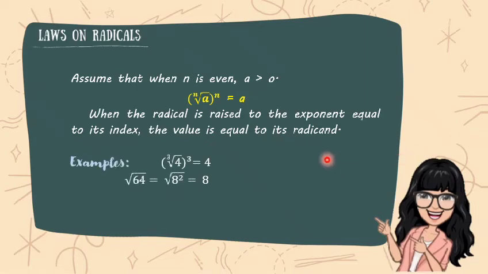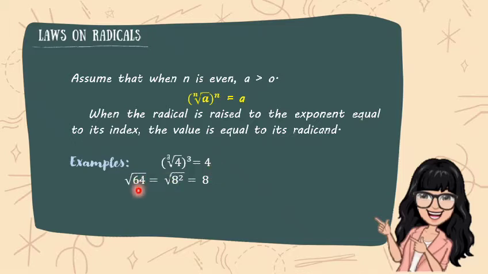Let's have some examples. The cube root of 4 quantity raised to 3 is equal to 4. So notice here that 4 is the radicand. Our index here is 3 and our exponent here is 3. So the index is the same as the exponent. So according to the first law on radicals, if the index and exponent are the same, then our final answer here, if we are going to simplify this one, is only the radicand, which is 4.